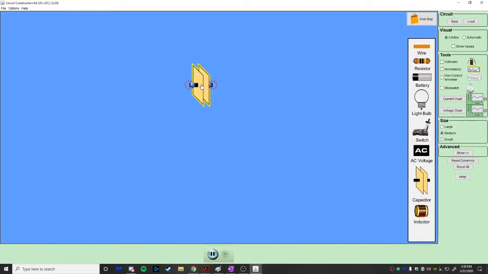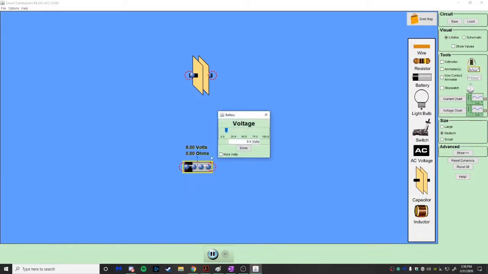Okay, we're going to take a capacitor. We can change its capacitance if we want to. This one has a capacitance of 0.1 farads. Okay, and we're going to connect it to a battery. So there's our battery. We can also change the voltage of the battery. It's right now 9 volts with 0 internal resistance. That's what the ohms there is.